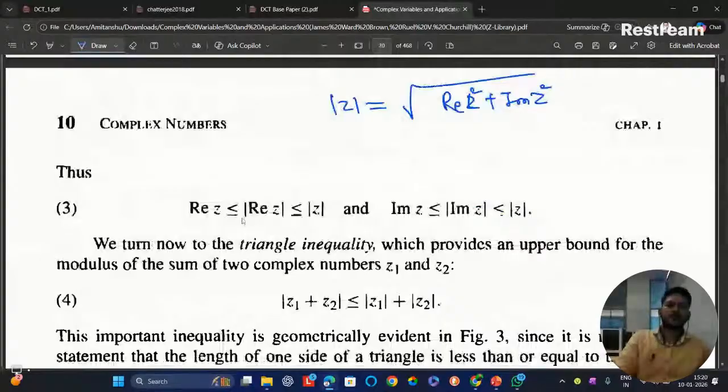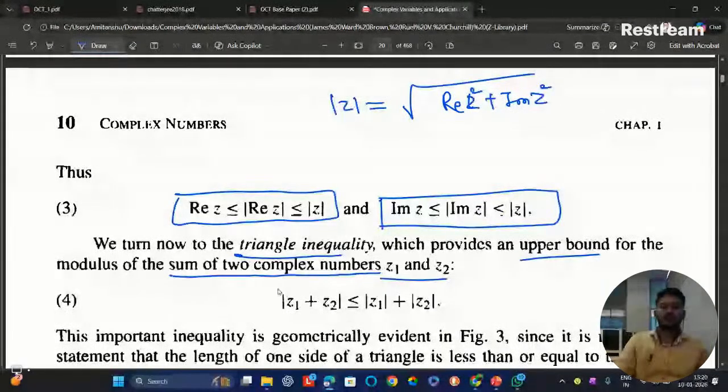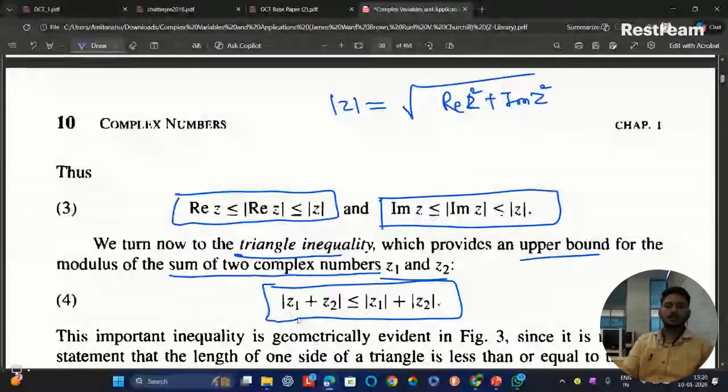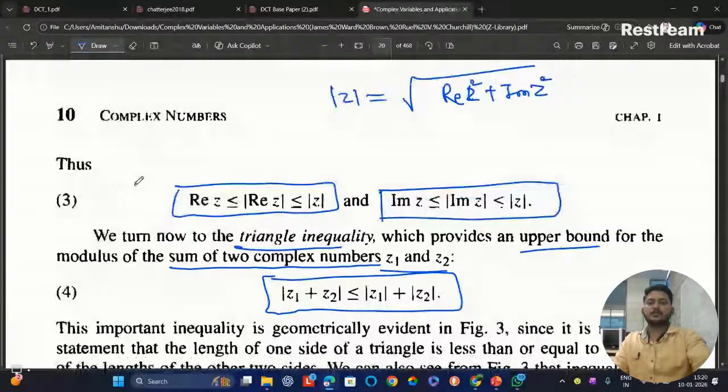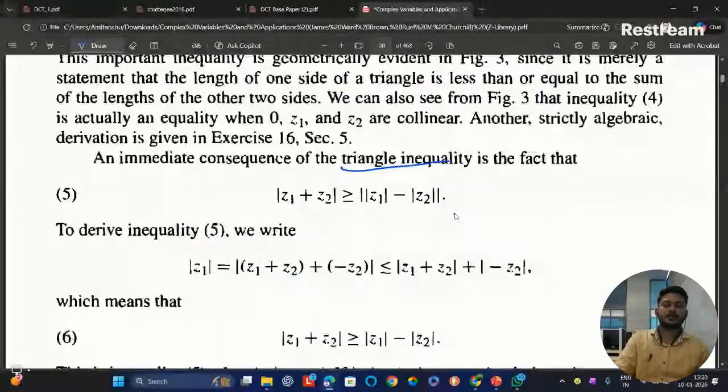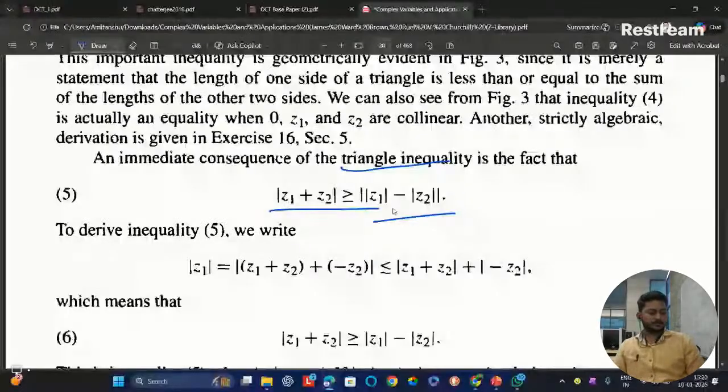So now turn to the triangular inequality. It provides an upper bound to the modulus of the sum of two complex numbers Z1 and Z2. So these are the triangular inequalities and the upper bound of the modulus. It comes when you take modulus of Z1 plus Z2 less than or equal to modulus of Z1 plus modulus of Z2. So this is the geometrical form of the triangular inequality: Z1 plus Z2, and here it comes like this. Hopefully you understand this.